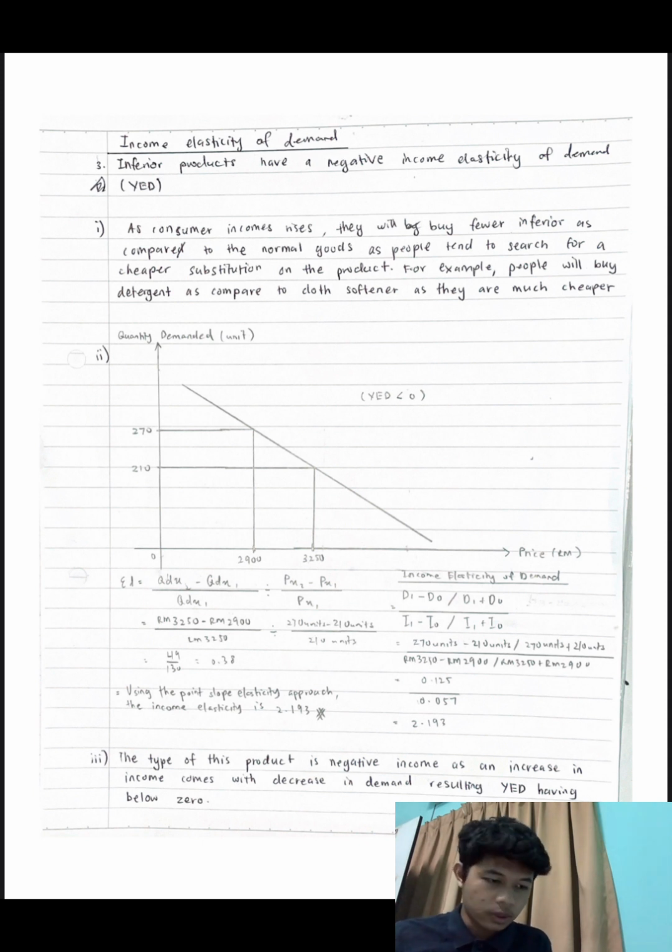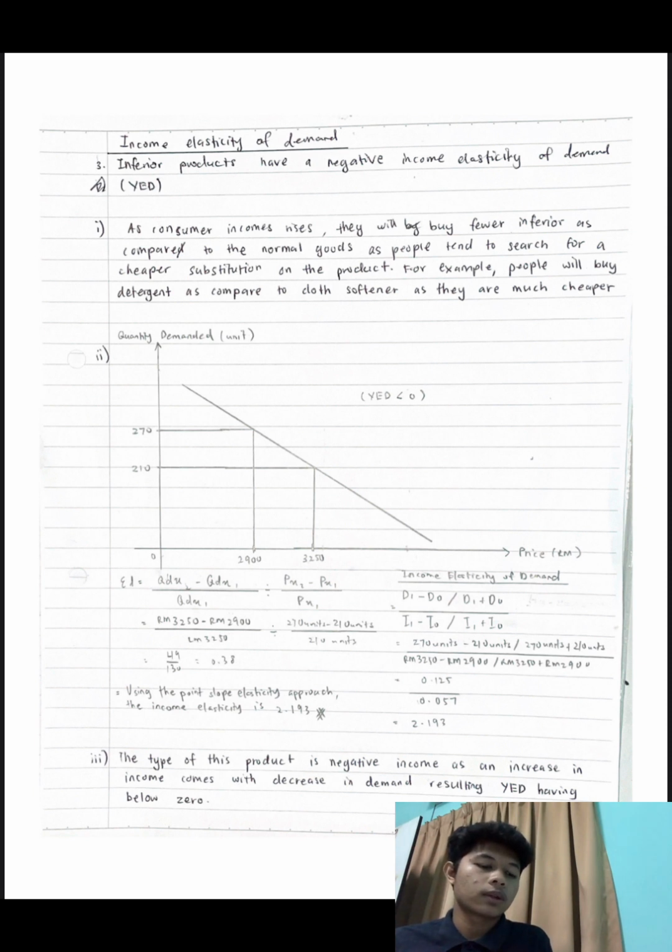So as to this statement, this answer, people tend to search for a cheaper substitute, a cheaper option, where people can save their income, resulting in a negative income elasticity of demand.